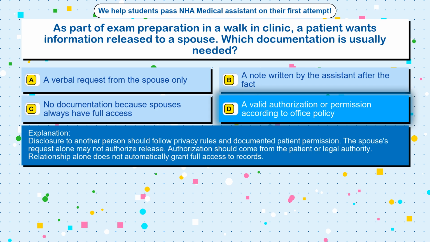Disclosure to another person should follow privacy rules and documented patient permission. The spouse's request alone may not authorize release. Authorization should come from the patient or legal authority. Relationship alone does not automatically grant full access to records.